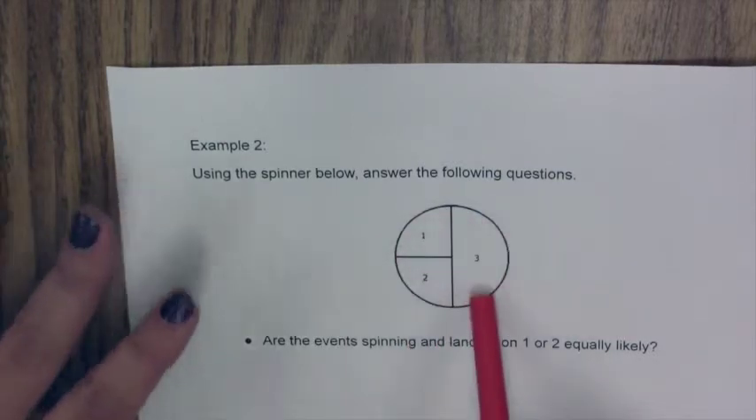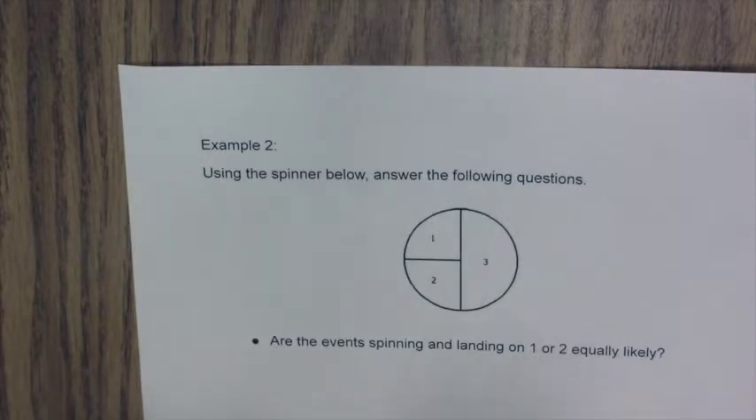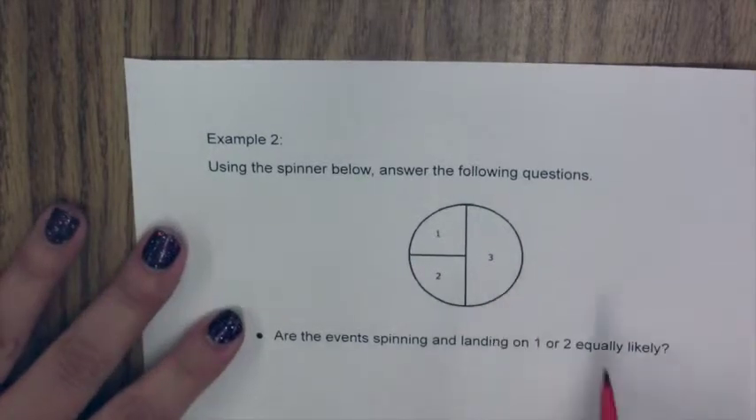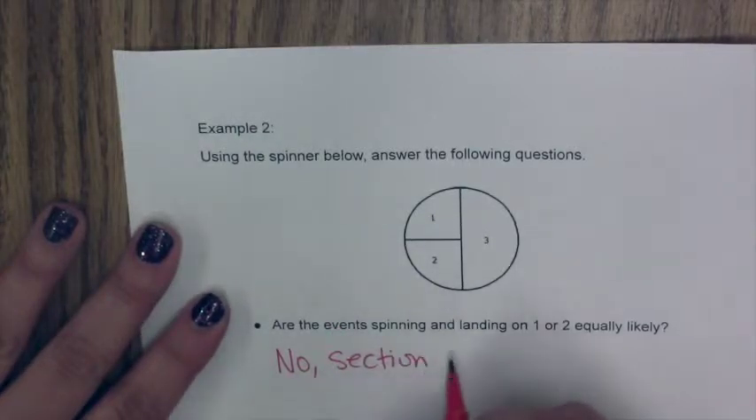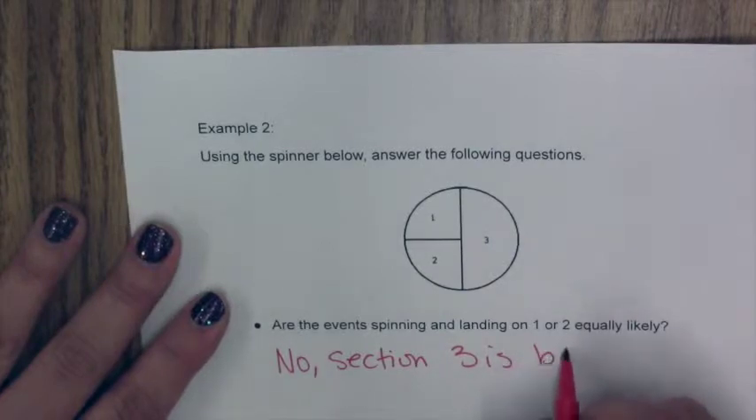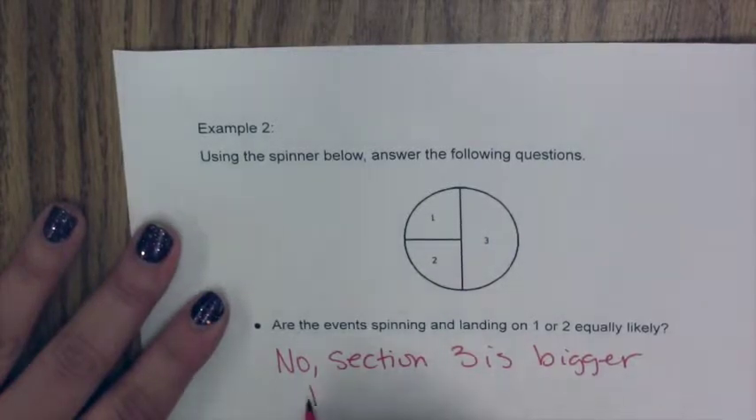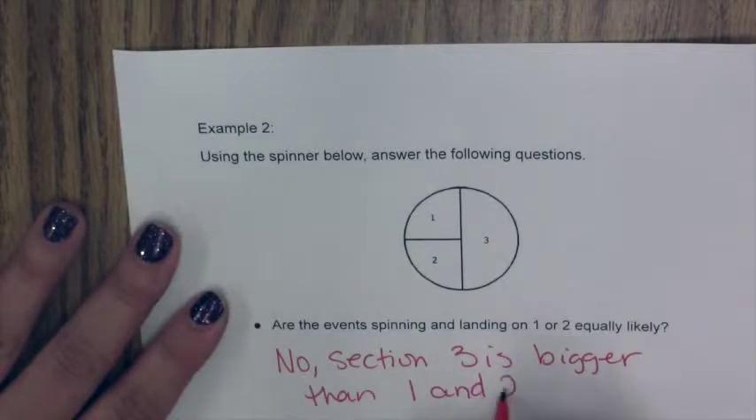When we add in 3 and it gets the whole half of the spinner, then no, this becomes not equally likely. So we're going to say no, section 3 is bigger than 1 and 2.